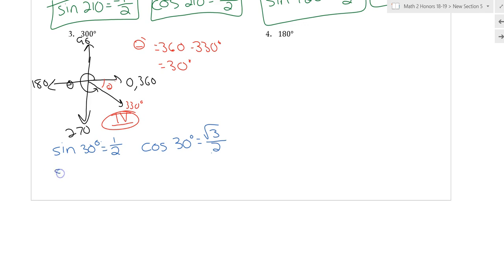And then, so that means when we look at our all students take calculus part, sine of 300, well, in this quadrant, cosine is positive only, so sine has to be negative. And cosine of 300 degrees, well, cosine is positive, so it stays as square root 3 over 2.